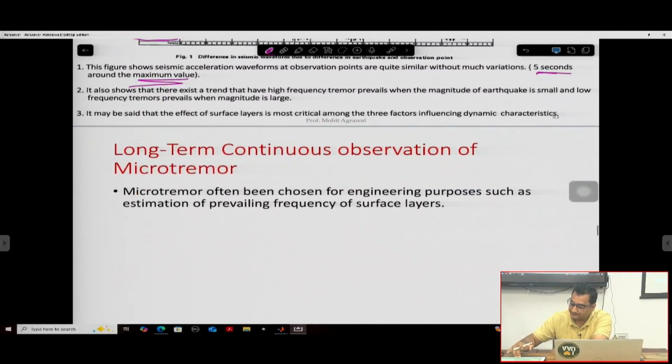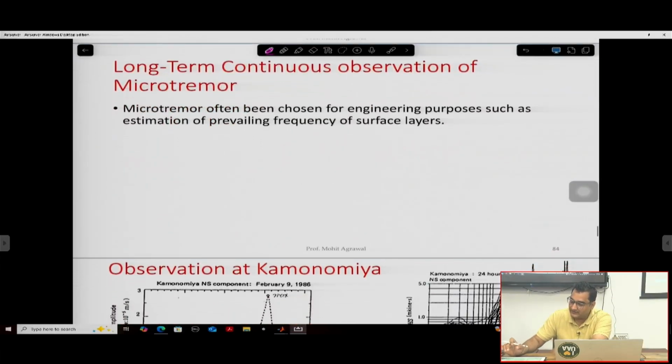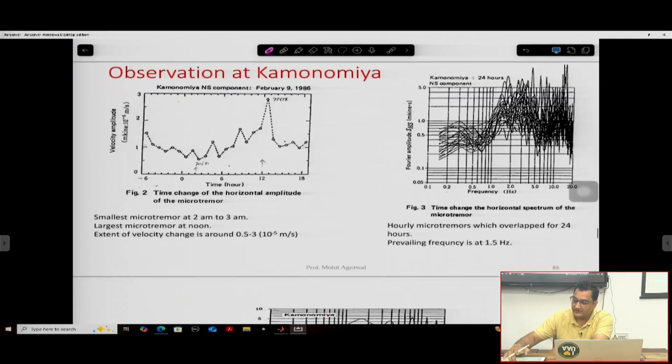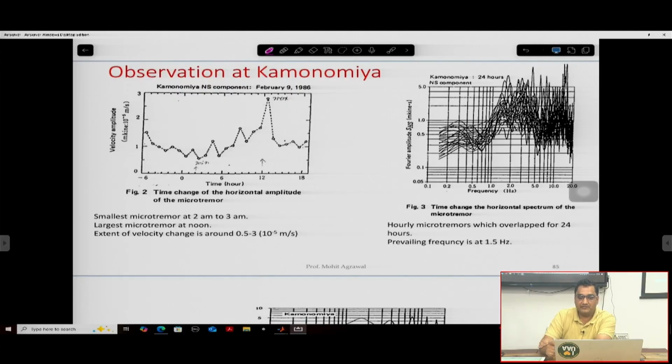Now, they have done some observations to prove their points. So for example, they have conducted this experiment at a site known as Kamonomiya in Japan, where they recorded continuous data for the north-south component for a period of 24 hours in 1986. So you can see they started the recording at around 6 p.m., and thereafter they recorded this data up to 6 p.m.